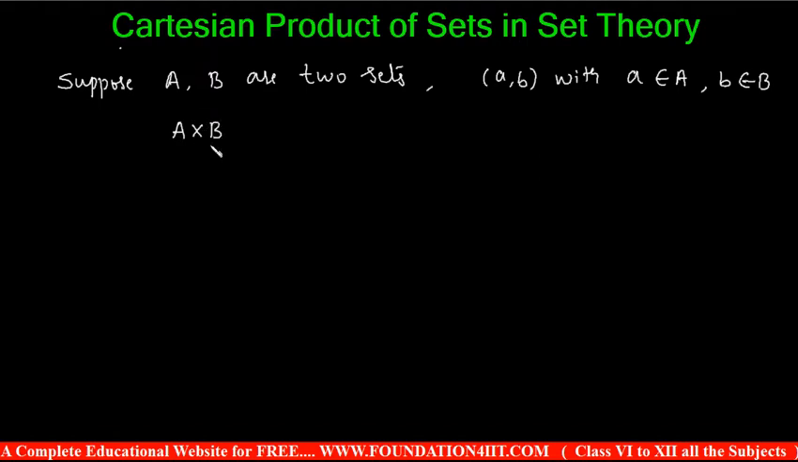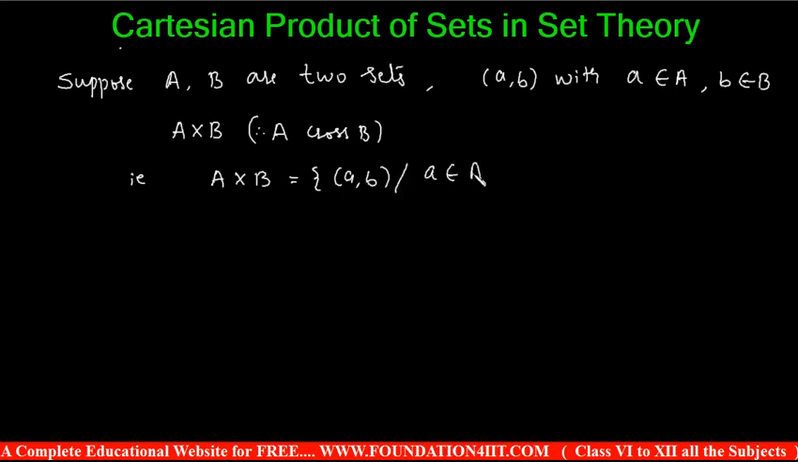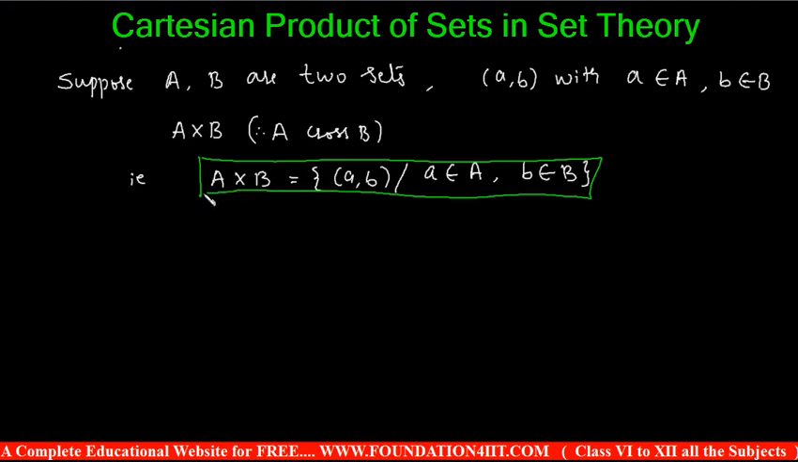This is like A into B, but we should read it as A cross B. That means A cross B is equal to the set of (a, b), which is an ordered pair, where a belongs to the set A and b belongs to the set B. This is closed. In this way we can take it, and this is the definition we can use for the Cartesian product.